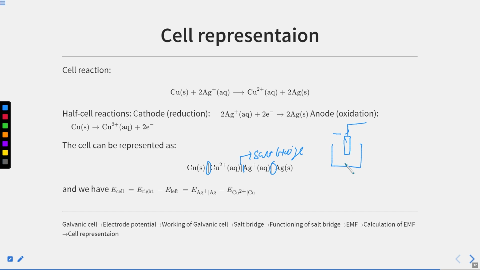Okay, so this was for today's class. We have seen the EMF of a cell. In the next class, we will discuss this cell representation further. We will see the Nernst equation and the relation of the EMF of the cell with Gibbs free energy. Those things we will see in the upcoming lectures. So for now, this is the whole thing.